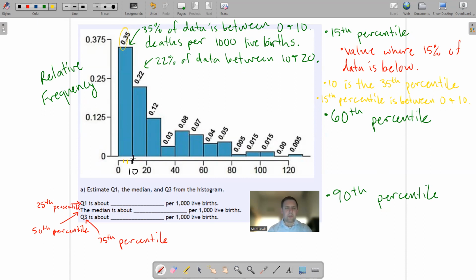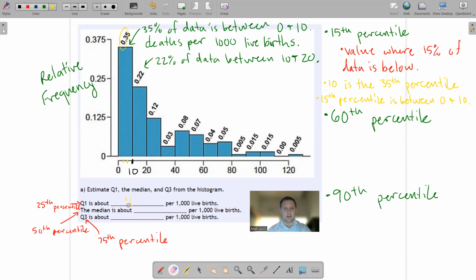So, you know, maybe some guesses are better than others. So, for example, 15% isn't quite halfway to 35%. So maybe go a little less than halfway to 10. So maybe I'll give an answer of 4.